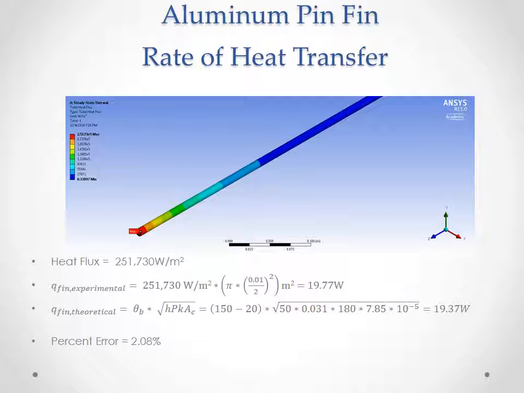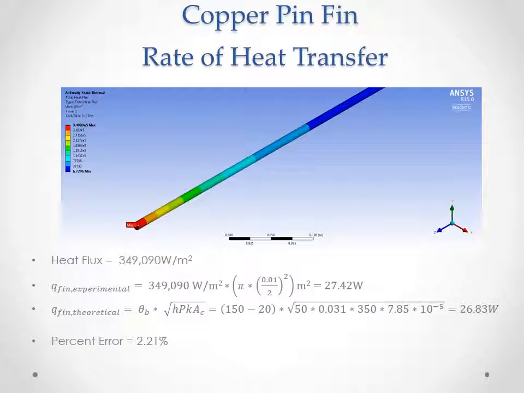The experimental rate of heat transfer for our aluminum pin fin was found to be 19.77 watts, and the theoretical heat transfer rate was found to be 19.37 watts, which was only a 2.08% error. The experimental rate of heat transfer for a copper pin fin was found to be 27.42 watts. The theoretical rate of heat transfer was 26.83 watts, resulting in a 2.21% error.